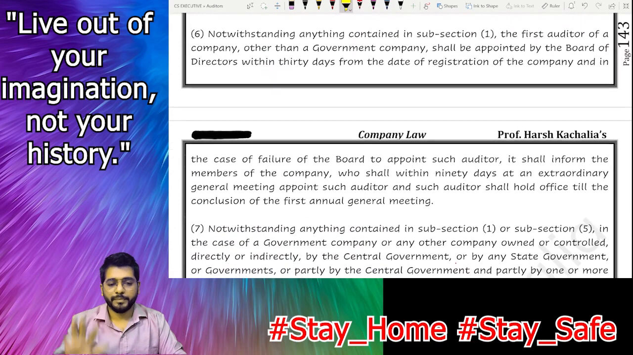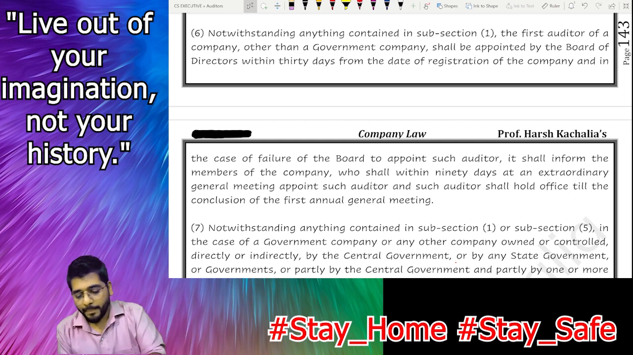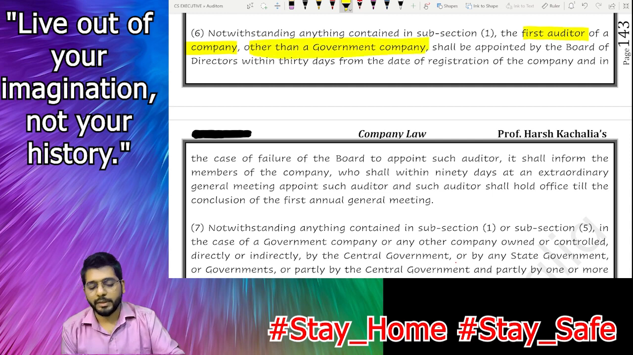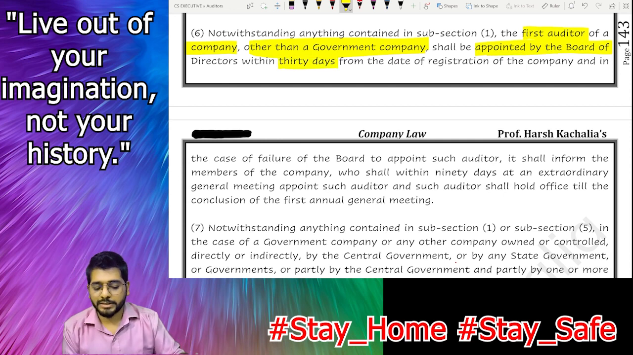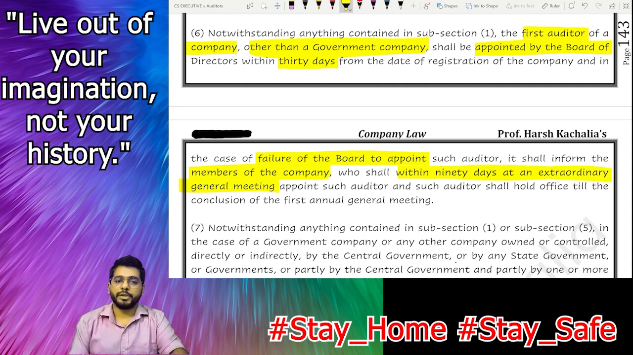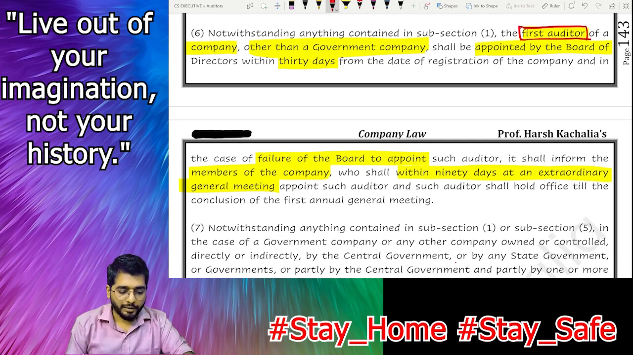Okay, fine. Notwithstanding anything given in the previous subsection, that is subsection 1 also, the first auditor of a company. Which company? Not a government company, a normal company. Who will appoint? Appointed by the board of directors. When will they appoint? Within 30 days from the date of registration. But in case of failure of the board of directors to appoint, it shall inform the members of the company. The members of the company, within 90 days, by calling an extraordinary general meeting, will appoint the auditor. This is for the first auditor of a normal company, not a government company.